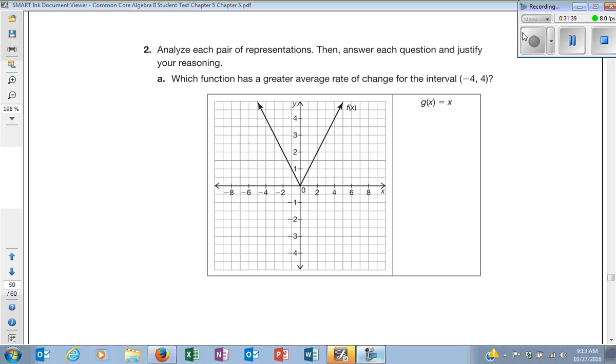So, which function has a greater average rate of change for the interval from negative 4 to 4? So average rate of change is kind of what we were supposed to do in 4.5.2. We didn't do too much of it. But average rate of change, so it's from the interval 4 to negative 4. So if I'm talking about interval, that is not an ordered pair.